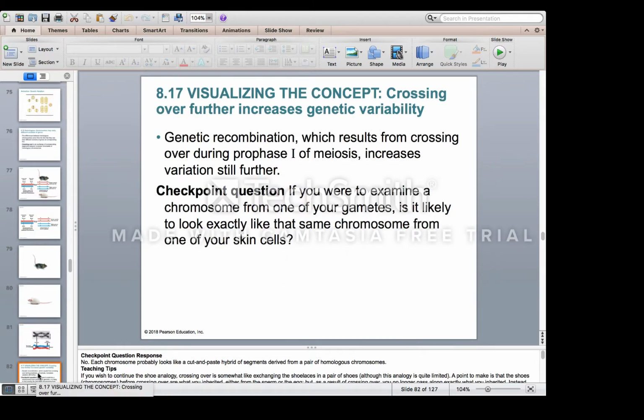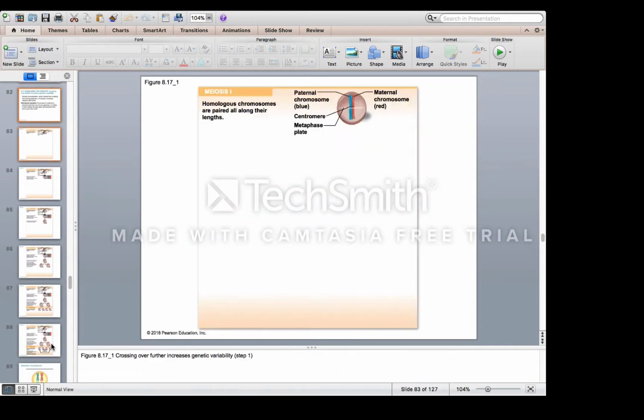This genetic recombination, which results from crossing over during prophase 1 of meiosis 1, increases the variation even further. So checkpoint: if you were to examine a chromosome from one of your gametes, is it likely to look exactly like that chromosome from one of your skin cells? The answer is no, because each one looks like a different segment derived from the homologous chromosome, like different loci. There's no way it's likely to look exactly the same.